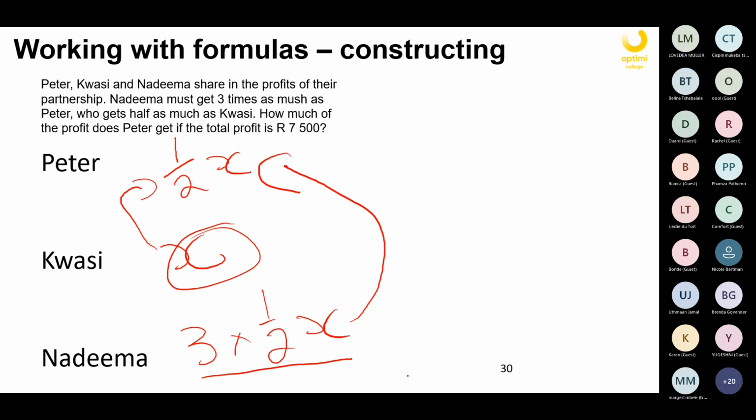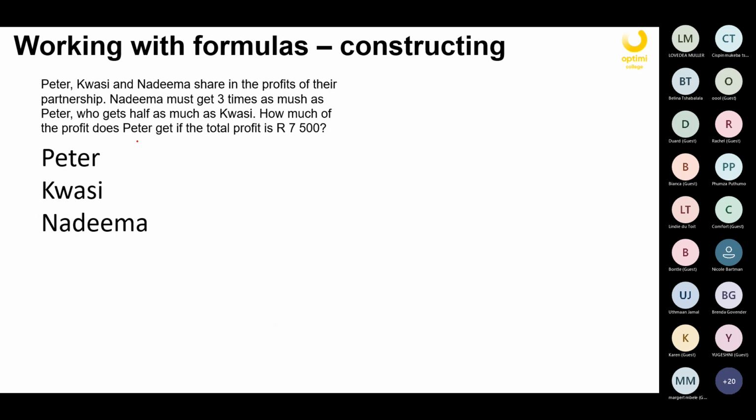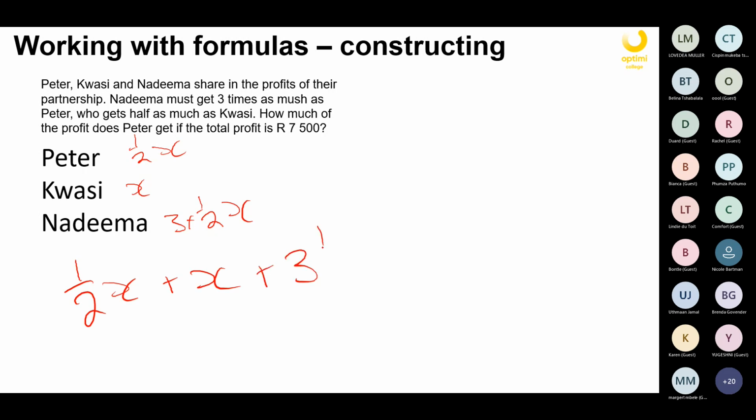So now I put this into a formula. Peter we said is half X, Kwasi is X, and Nadima is 3 times half X. So the formula is: half X plus X plus 3 times half X equals 7,500.